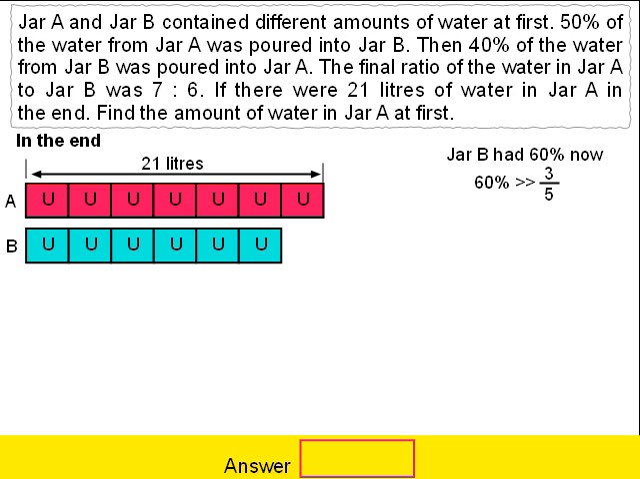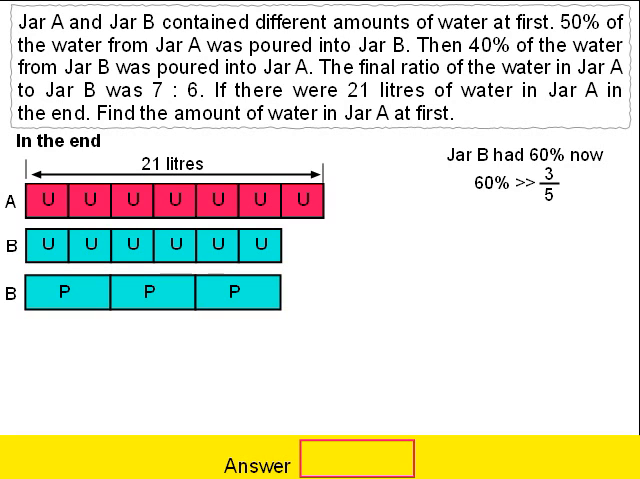That means to say jar B had 5 parts, but 3 parts was here, and 2 parts out of 5 parts was given to jar A. All right. So we cut the model into here. So whatever that jar B had now is only 60% or 3 parts. So originally there should be 5 parts. So we got to take back 2 parts.